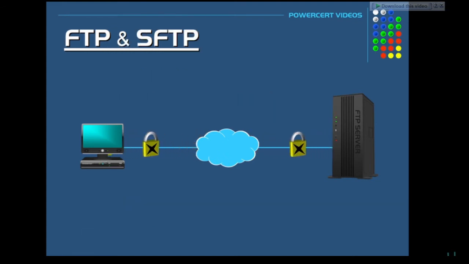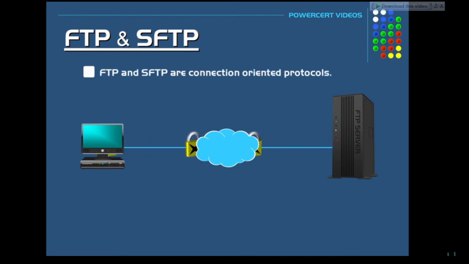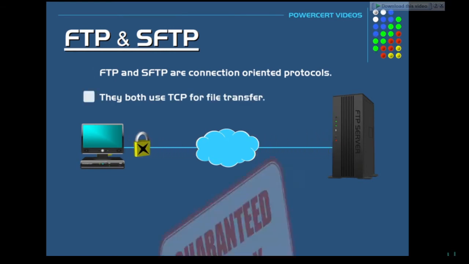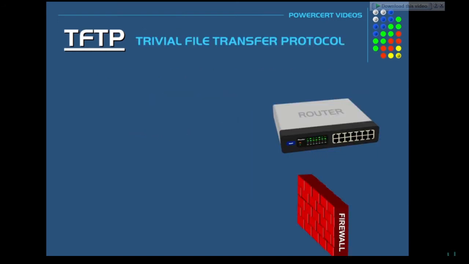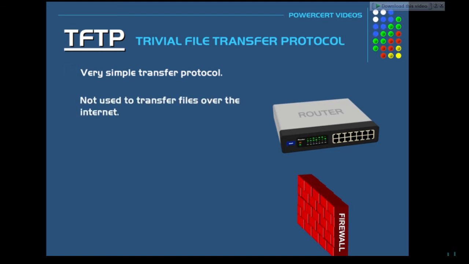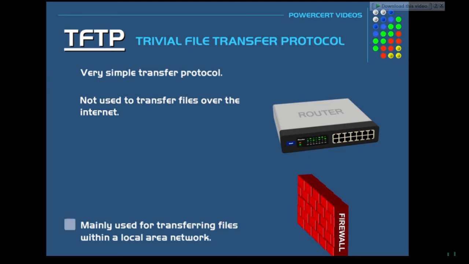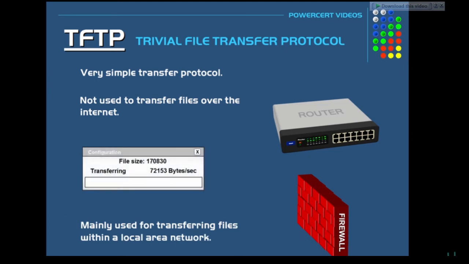It's also important to note that both FTP and Secure FTP are connection-oriented protocols that use TCP for file transfer, so they guarantee file delivery. And finally, there's TFTP. TFTP stands for Trivial File Transfer Protocol. Now, this is a very simple file transfer protocol. It is not used to transfer files over the internet like FTP and Secure FTP does. It's mainly used for transferring files within a local area network. For example, it's often used to transfer configuration files and firmware images to network devices, such as firewalls and routers.